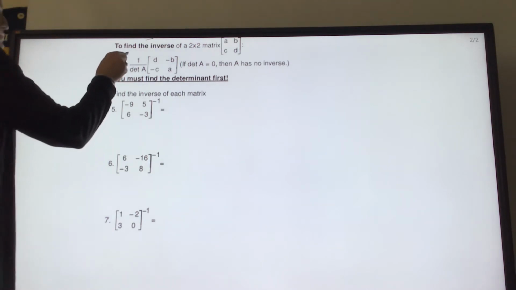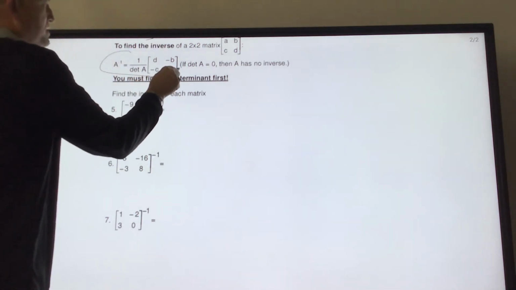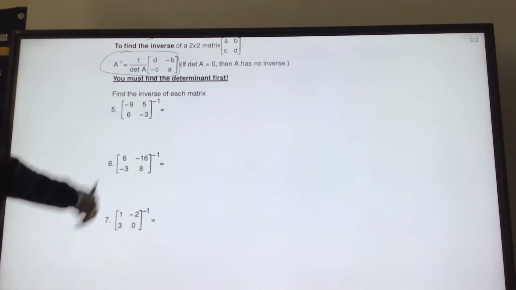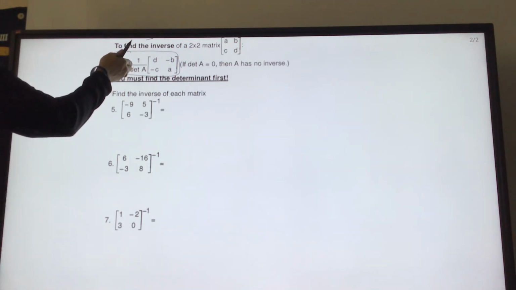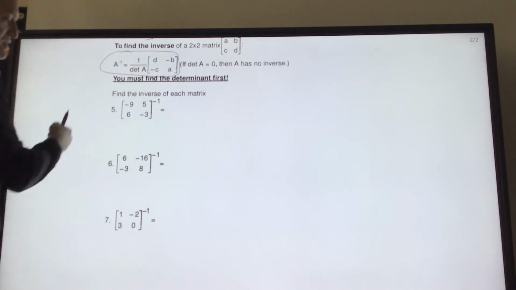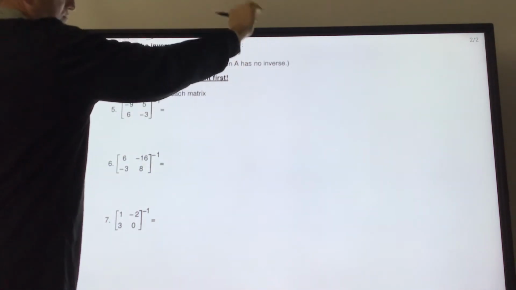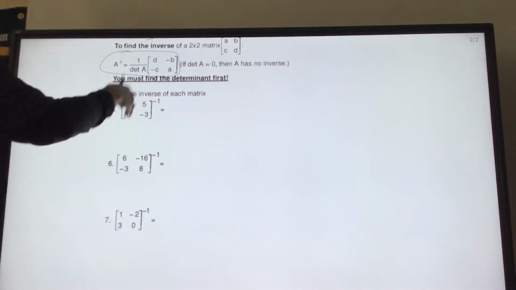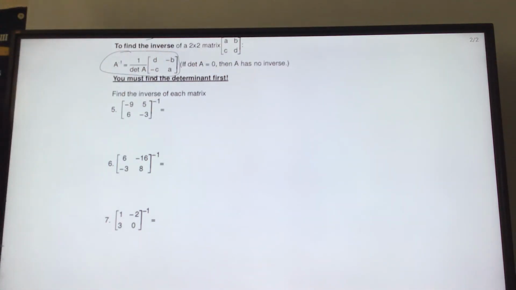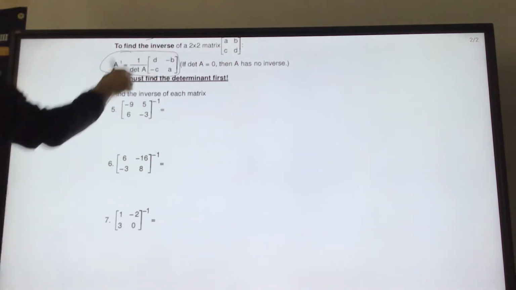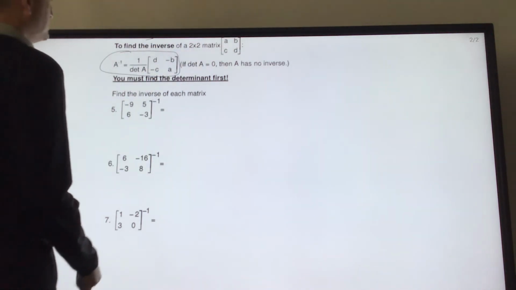The second formula is the inverse of matrix A. That's what the little negative 1 means. It means inverse. It is 1 over the determinant of A, which is what we just did, finding the determinants where we multiply diagonal, subtract, multiply diagonal. Here's our new formula for the inside of our matrix. We shift our original matrix around to look like this. Okay, so here we go.